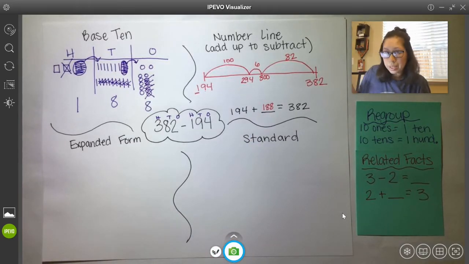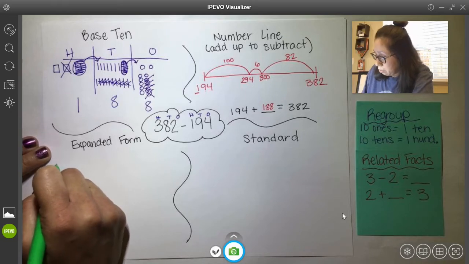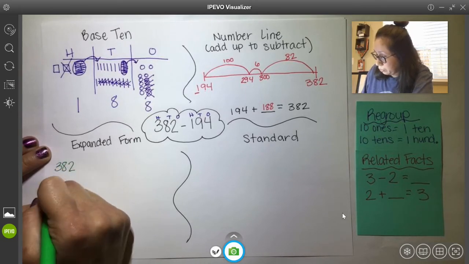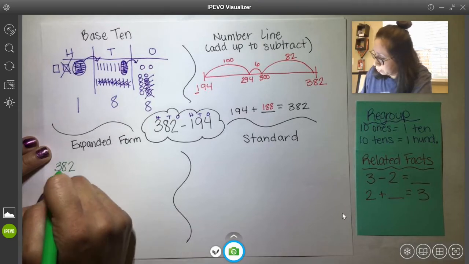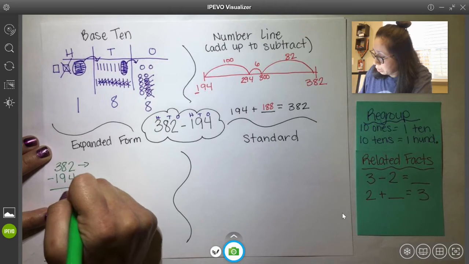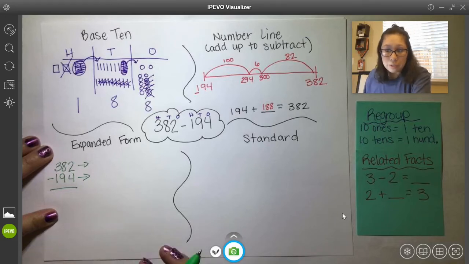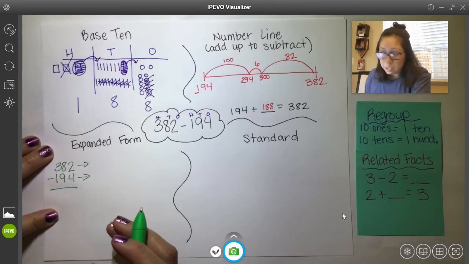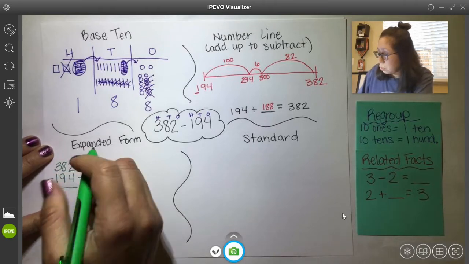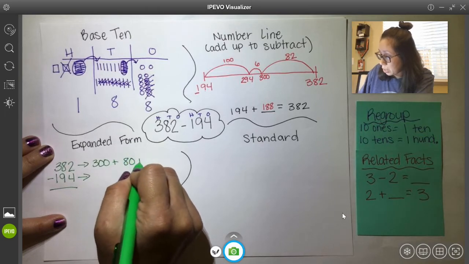All right, the next strategy we're going to be using is expanded form. So we are going to stack up the numbers by their place value. Draw little arrows. And remember, expanded form is taking apart the number by the values of each of the digits. So 382 is the same as 300 plus 80 plus 2.